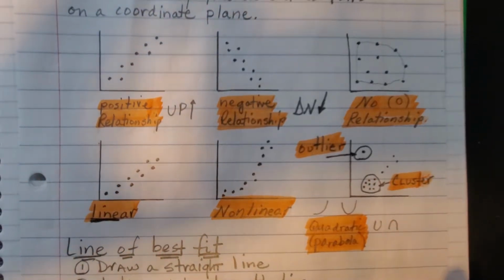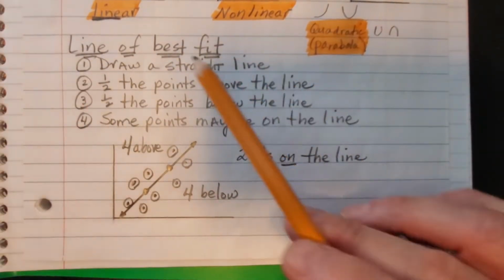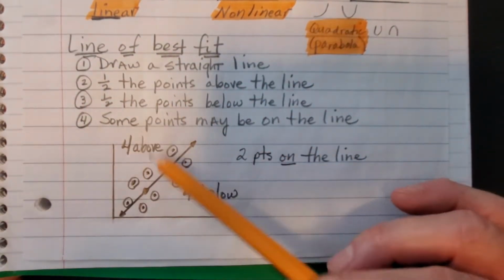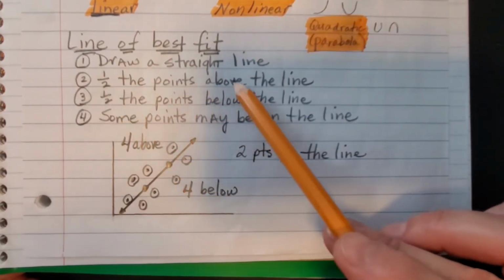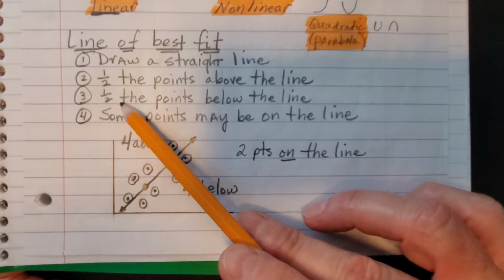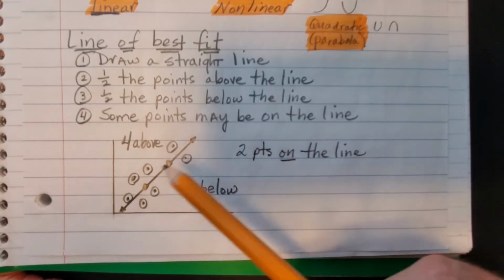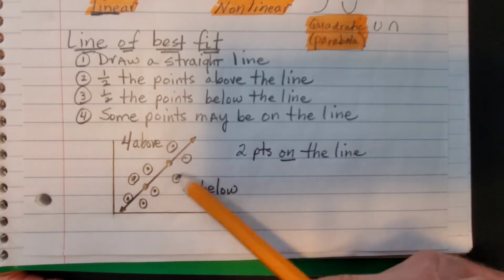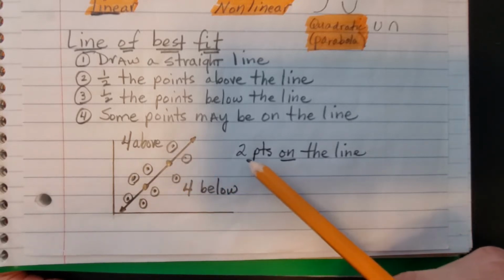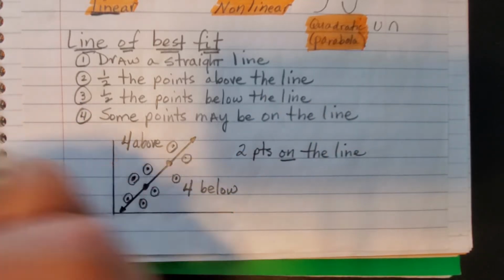All right, so now we want to talk about the line of best fit. If we have a bunch of points, we want to draw a straight line through the points. We want half the points to be above the line, half the points to be below the line, and some points may be on the line. In this case, we have 1, 2, 3, 4 above, 4 below, and 2 right on the line. So this would be a good line of best fit for this data. That's one of the things.